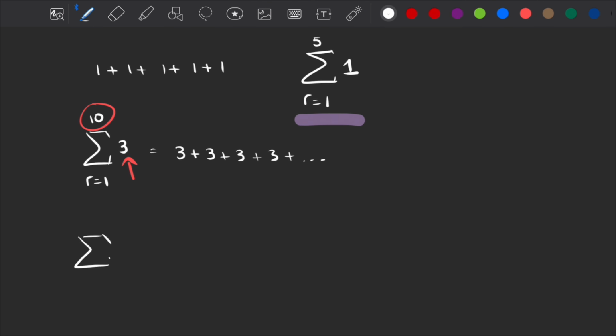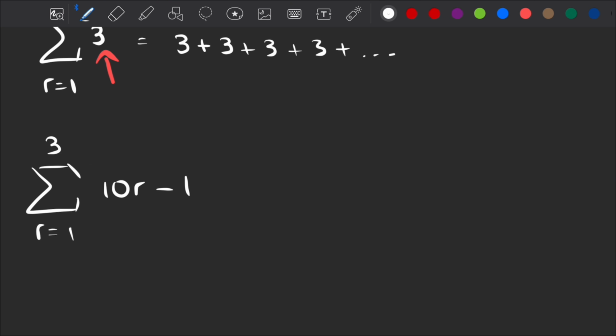Let's say I have this expression. What this means is we start with r equal to 1 and we plug it into this expression and then plug in different values of r. So r equals 2, r equals 3 is our last value of r, and we do the sum over these. So let me show you what I mean by that.